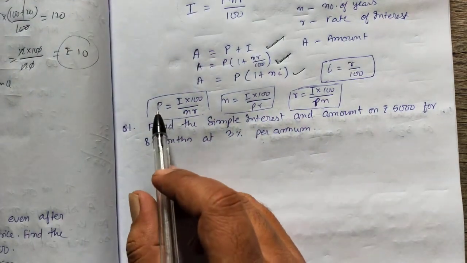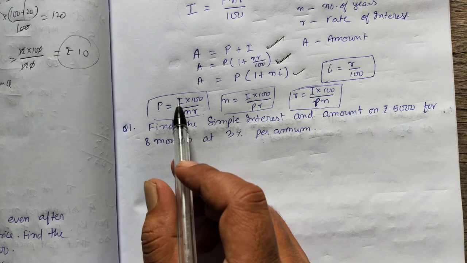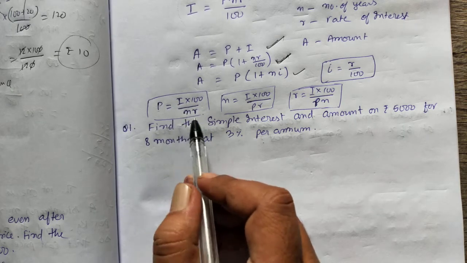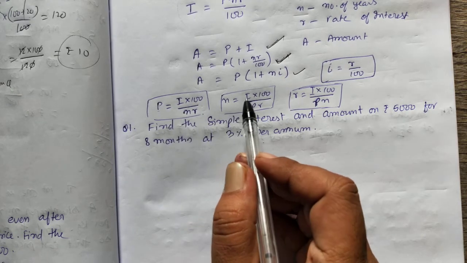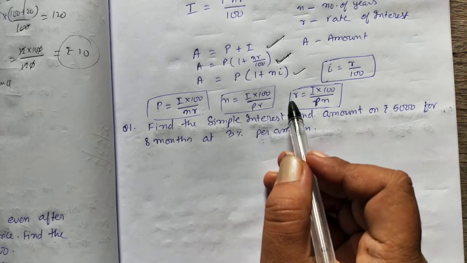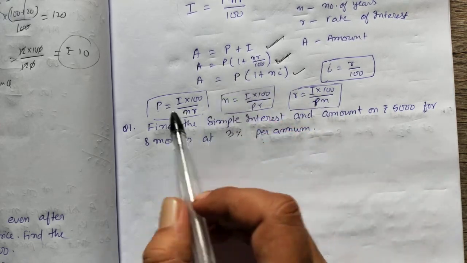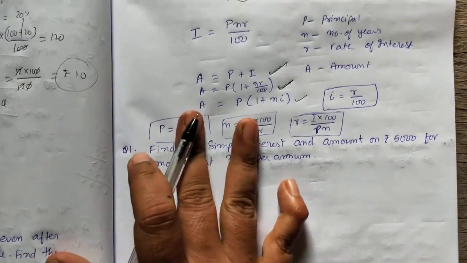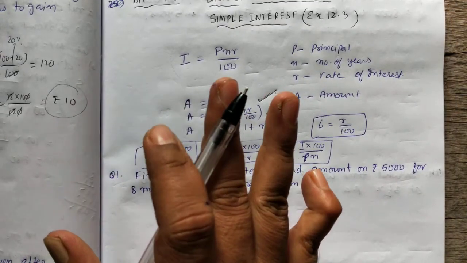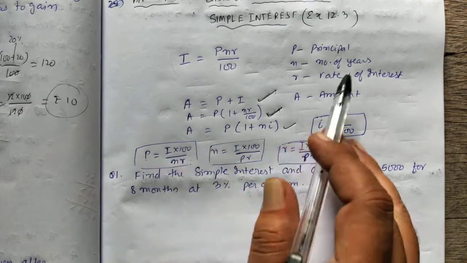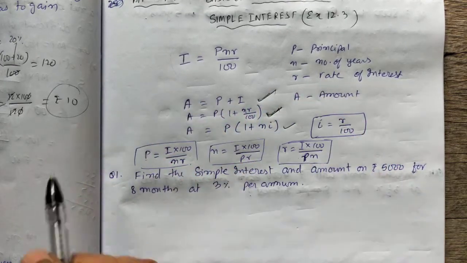If you want to find principal, interest is given, then I into 100 by NR. If you want to find N, I into 100 by PR. If you want to find R, I into 100 by PN. Based on these formulas, we're going to do all of exercise 12.3. So note down the formula before we start the exercise.